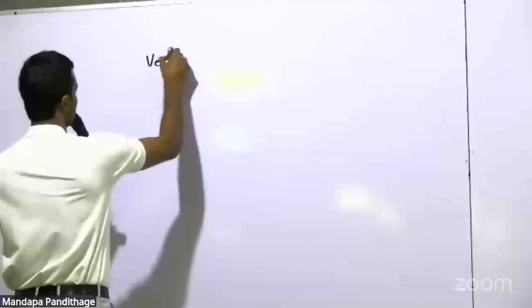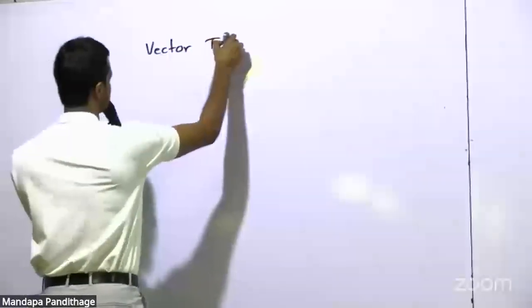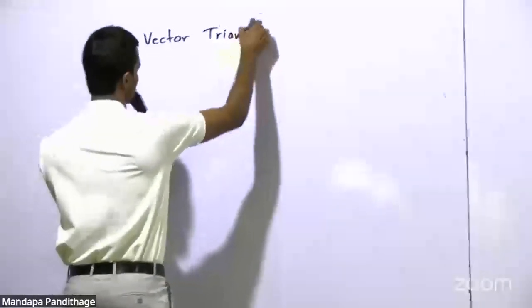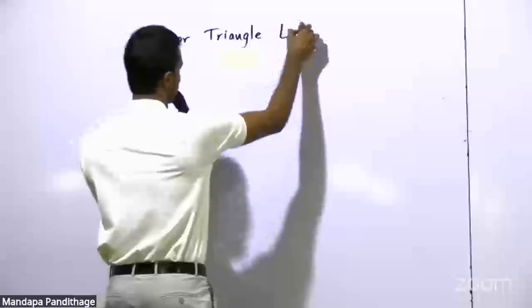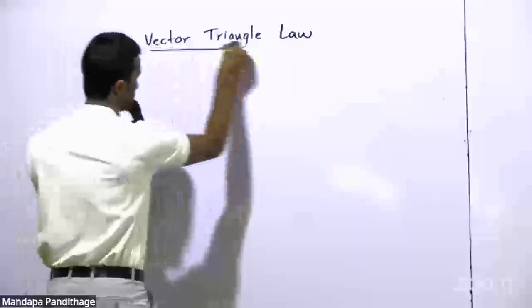Okay, then under number 2, vector addition when the vectors are having different directions, write the subtopic: vector triangle law.